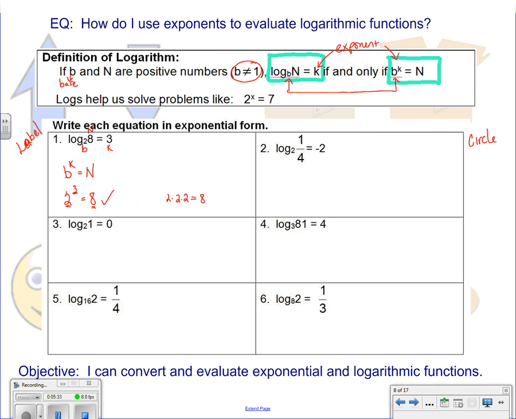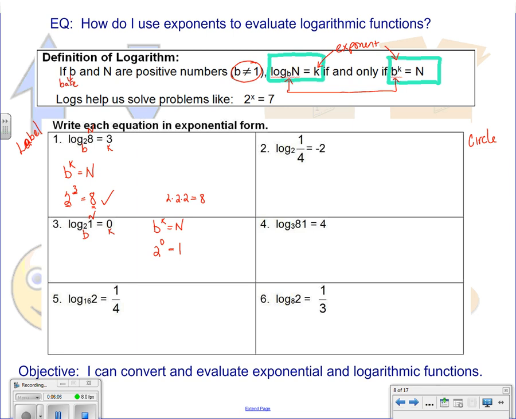Let's try that again. We're going to do problem number 3, because again, I want to do the odds as the label method, and then we'll go to the circle method. So the label method, I need to label my B, my N, and my K. And then I want to make some bacon. So B to the K has to be equal to N. Our base is still the base. K is 0. And our N, or our number, is 1.